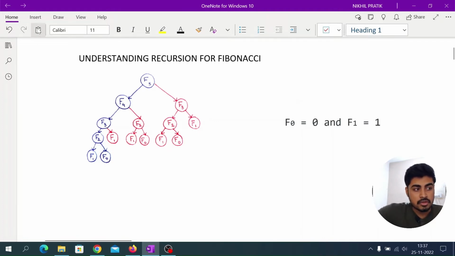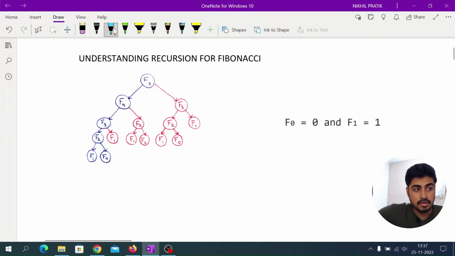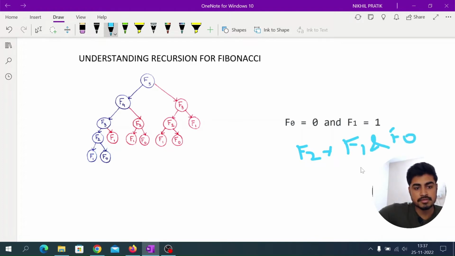As we know, what Fibonacci actually means is that we need the previous two numbers in order to find the next number, right? So in order to find f2, I need f1 and f0, because the sum of these two is equivalent to f2. Similarly, for finding f3, we need f2 and f1. So this is what the Fibonacci problem actually means, right?